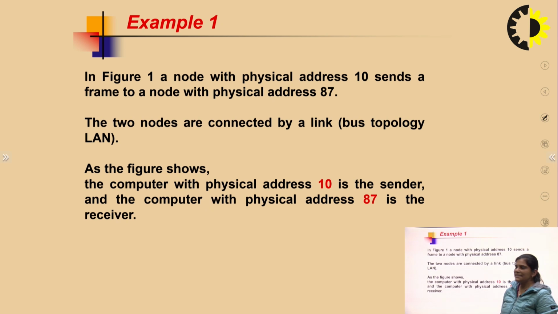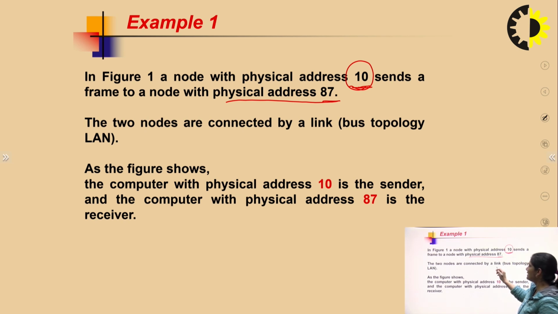Now let us take an example. If we are talking about physical address, a node with a physical address, let us say you have a sender whose physical address is 10. You have to send data from the sender to the receiver, whose physical address is 87. So we have to send a frame from the sender with address 10 to the receiver with physical address 87.